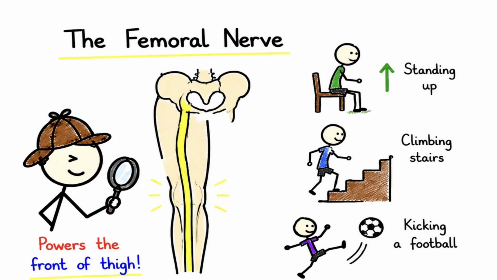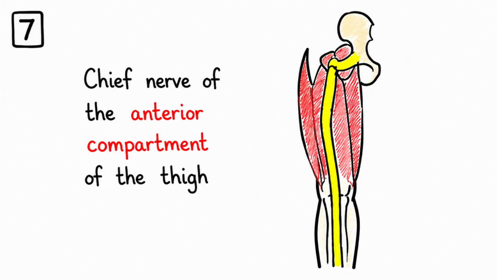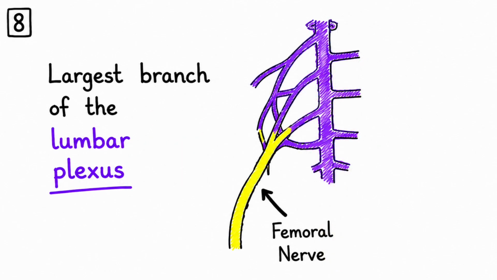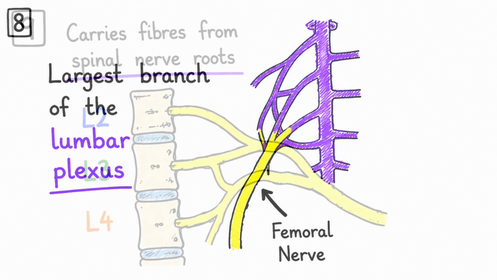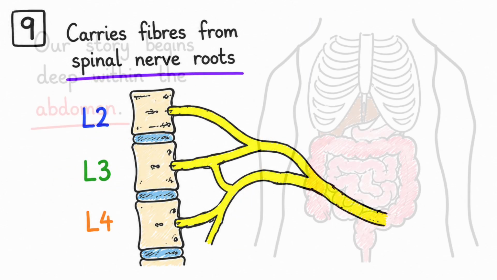Behind these everyday actions lies one of the most important nerves of lower limb, the femoral nerve. The femoral nerve is the chief nerve of the anterior compartment of the thigh. It is the largest branch of the lumbar plexus and carries fibers from spinal nerve roots L2, L3 and L4. Let's learn about the origin of this nerve.